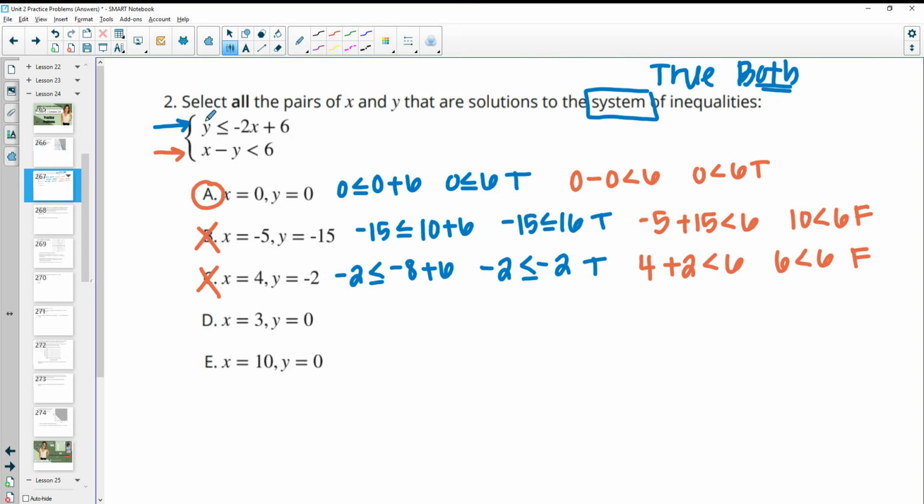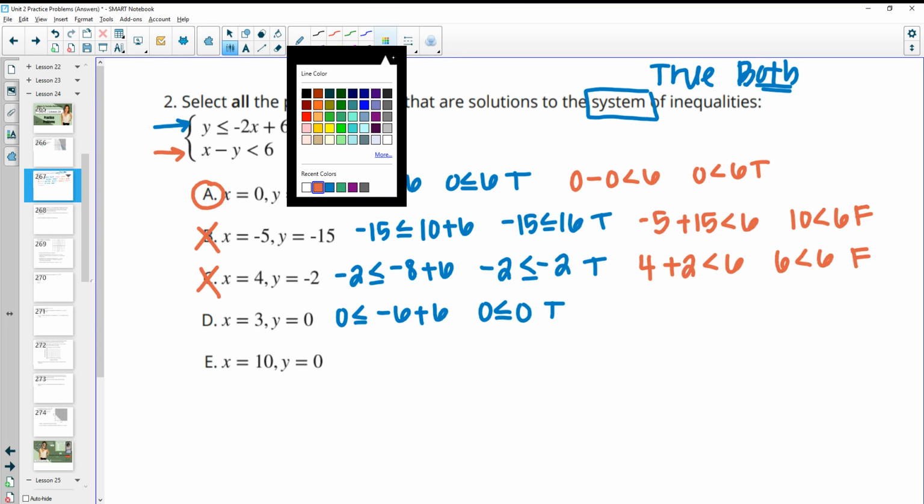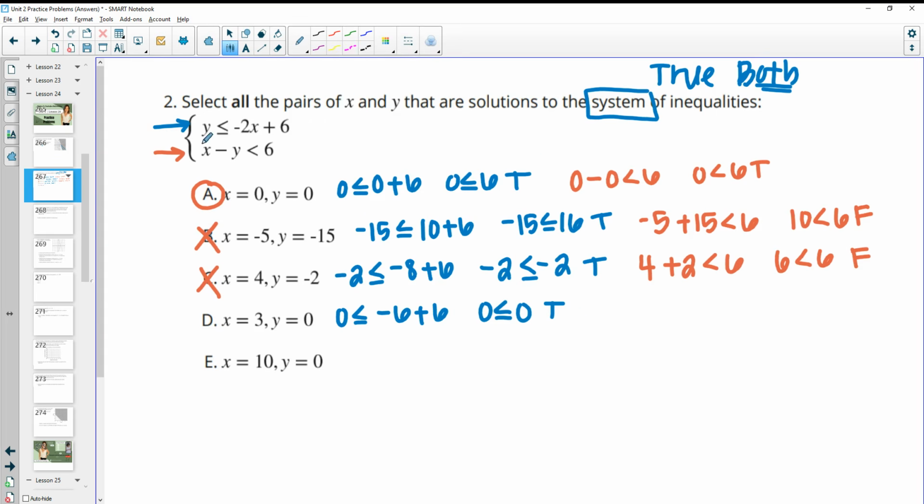Part D, again, 0 for y, less than or equal to negative 2 times 3, so negative 6, and then plus 6. So 0 is less than or equal to 0. That is true since it's equal to. So then we need to plug into the second equation. So x in this case is 3, minus y, which is 0. And is that less than 6? So this one says 3 is less than 6, and that is true. So it's true to both. So it's true to the system.